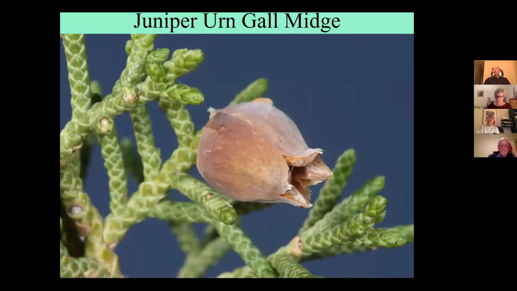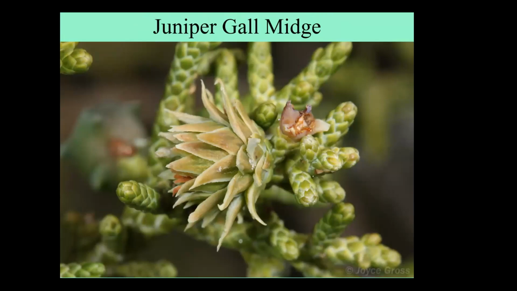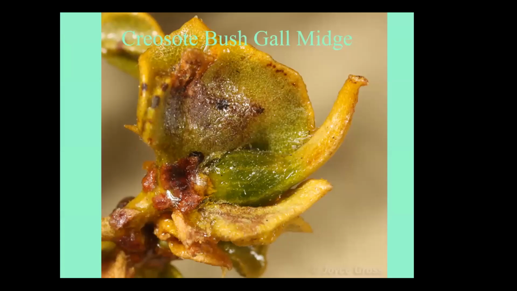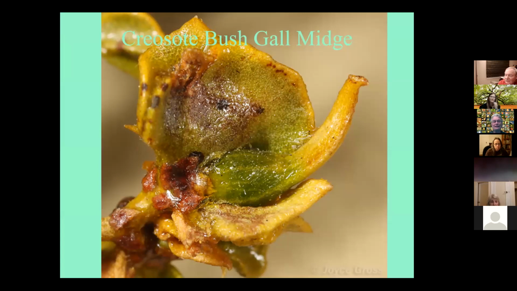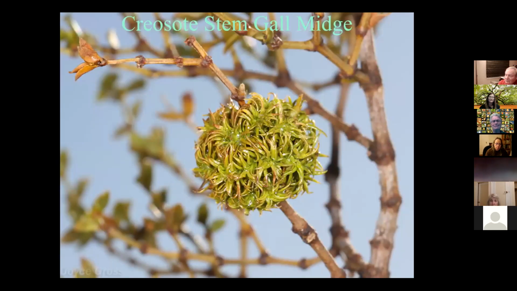Okay, juniper urn gall midge, juniper gall midge. Here's a creosote bush gall midge. You notice all these are really colorful and every one is different and distinct. If you haven't noticed, I'm sitting in front of a whole poster of oak galls, actually caused by oak cynipids in the family Cynipidae, in this tribe Cynipini. So we'll get to those in a minute, but those will be last because that's my favorite.